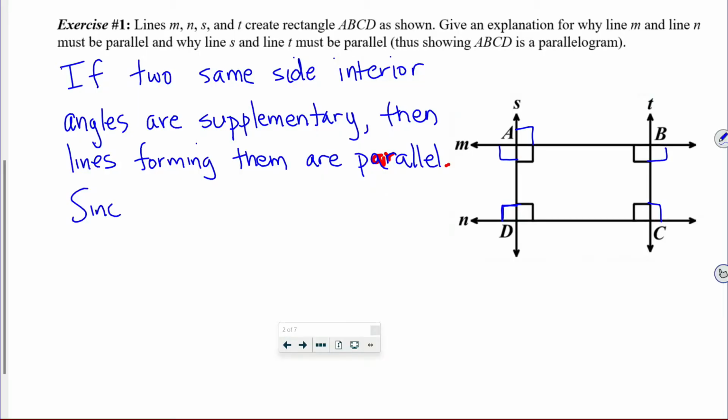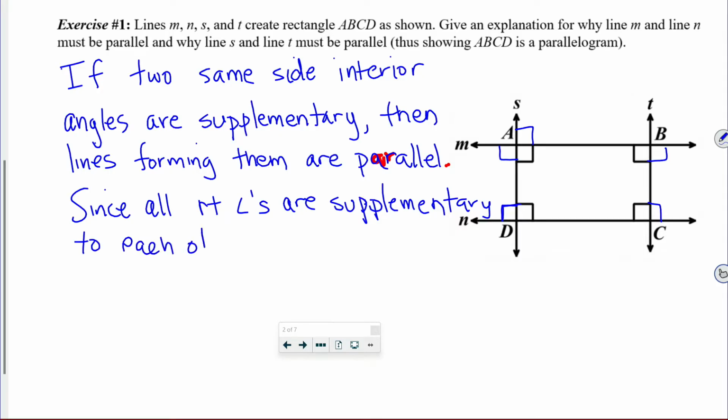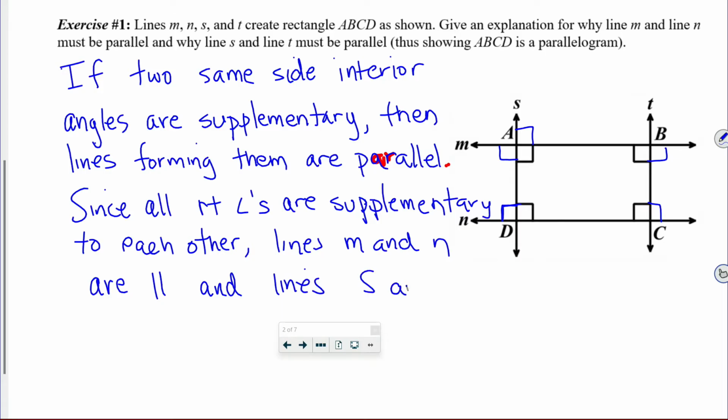So I'm going to say since all right angles are supplementary to each other, lines M and N are parallel, and lines S and T are parallel.